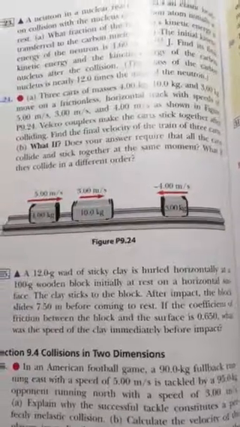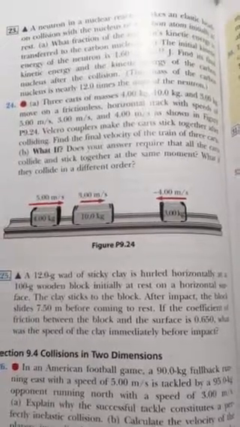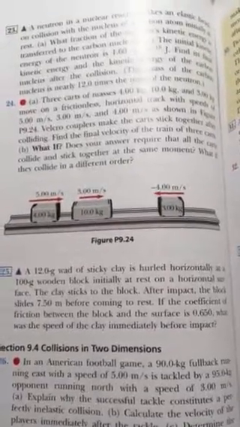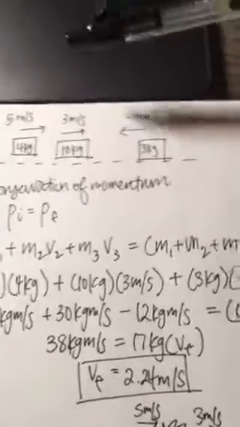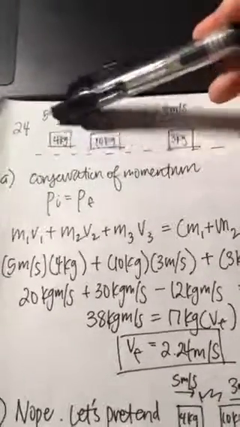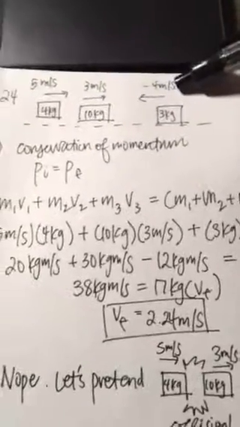B. What if? Does your answer require that all the carts collide and stick together at the same moment? What if they collide in a different order? And then they proceed to give you a diagram. So the first thing that I did was I redrew the diagram. Just pretend that these are all on a frictionless horizontal plane. And I'm just going to call this first mass, mass 1, this is mass 2, and this is mass 3.